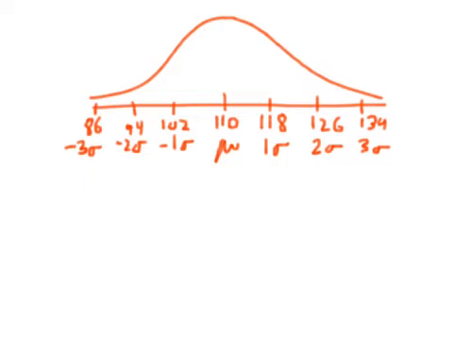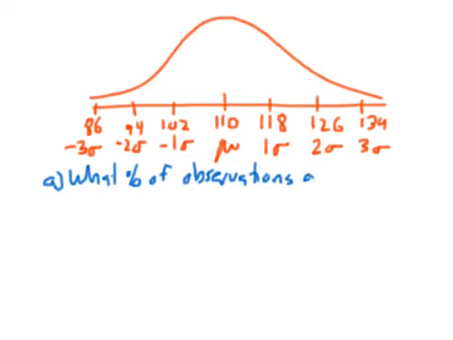Okay. So one question you might ask yourself is, we'll do 3 examples. Part A is what percent of observations are more than 118. I set up this example as if these are all 8th graders and this is their weight. So you might ask, what percent of 8th graders weigh more than 118 pounds? Well, let's think about this.